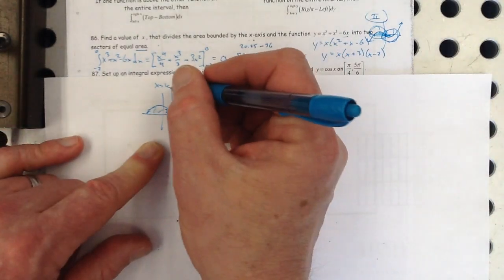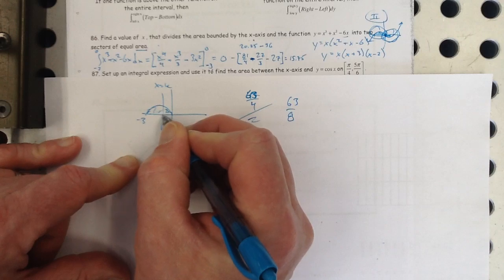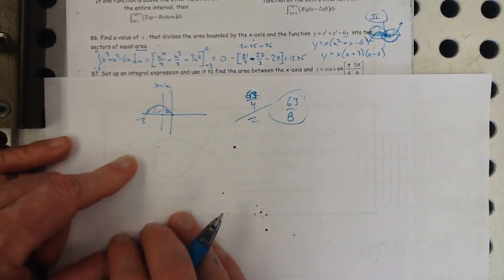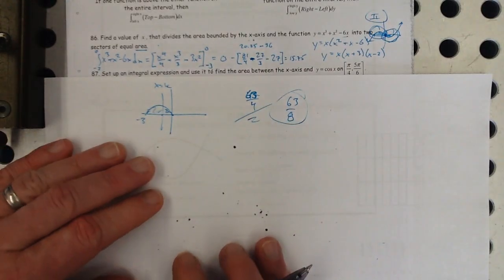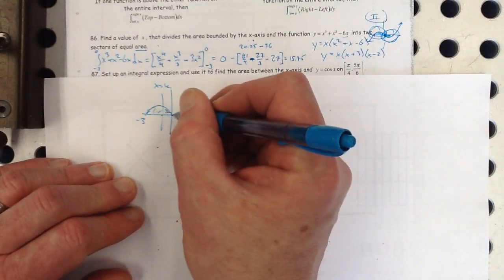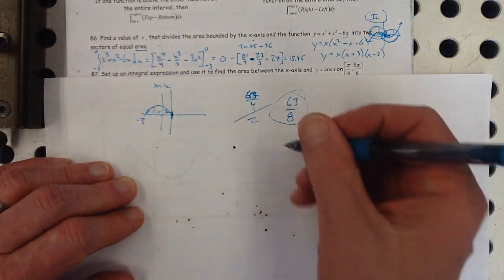So I want a value of k so that the integral from negative 3 to k and the integral from k to 0 are equal to each other, and they're both equal to that, right? Because that's half the area. So I need to set up that integral. I'm going to do the one that has the 0 on one side, because that's just going to be easier.